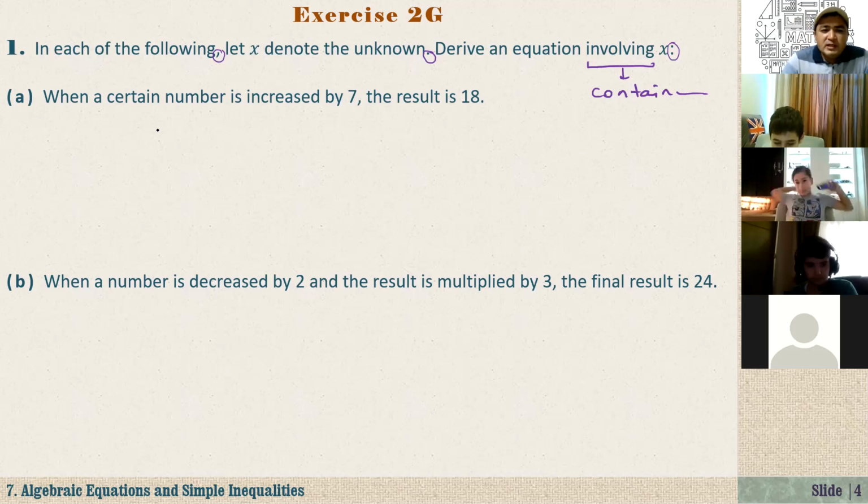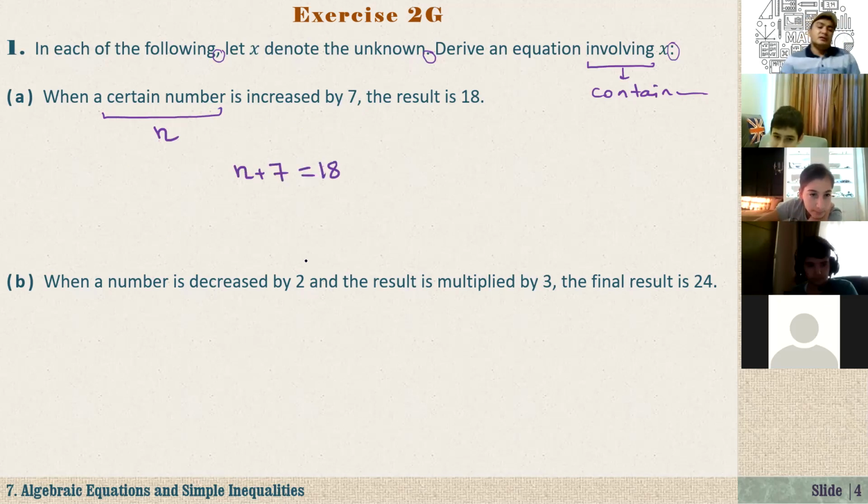All right. When a certain number is increased by 7, do we have any information about the certain number? We don't know. So any number, let's say that number is n, and we are increasing this number by 7. That means n is increased by 7, that is n plus 7. So that is equal to 18. So now what is n? n equals 11. Right? Okay, very good. Adnan, read question B.